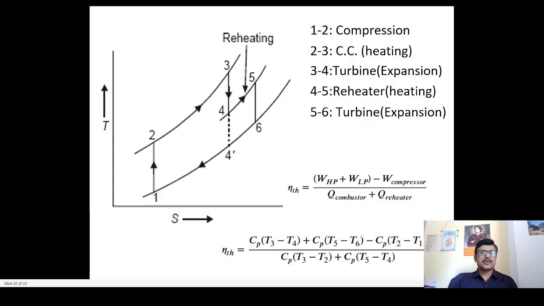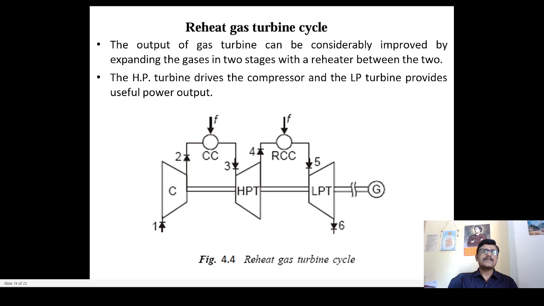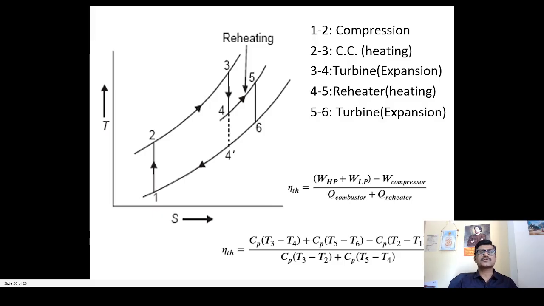I hope that you have understood the arrangement for this reheat cycle, consisting of high pressure and low pressure turbines, with the reheater placed between both turbines. I mentioned earlier that this cycle does not reduce the work required for the compression, but it increases the net work which can be obtained from the cycle. Hence, the thermal efficiency of the cycle increases. So we stop here for the reheating arrangement.